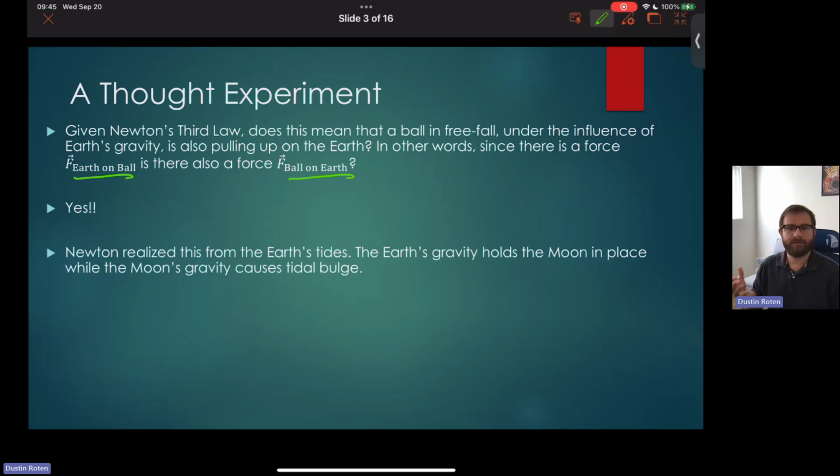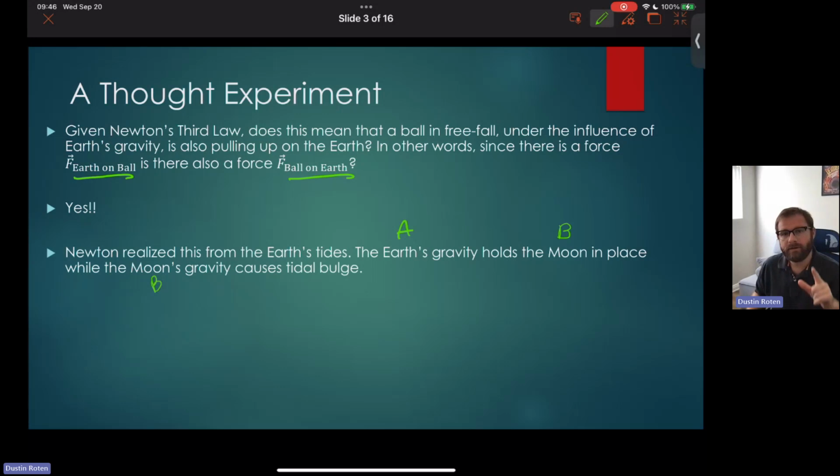Newton actually realized this from looking at the Earth's tides, okay? So Newton knew that Earth's gravity holds the moon in place as it goes around the Earth in its orbit. So he knows there's an object A that's doing something to object B. Okay, there's our A-B action. But then he realized there was also a reaction. Okay, so we have the moon's gravity.